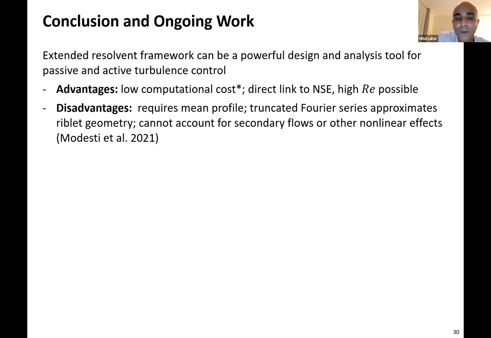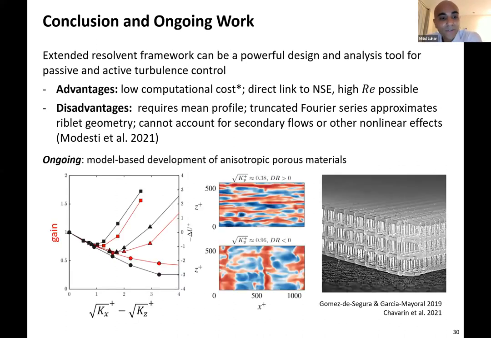And the secondary flows produced by dispersive stresses over riblets are again known to be important in terms of modifying performance. The one other thing that we're actually doing using a very similar approach is looking at the effect of anisotropic porous materials. So work by Gomez de Segura and Garcia Mayoral shows that if appropriately designed, anisotropic porous materials could function similarly to riblets and reduce drag.